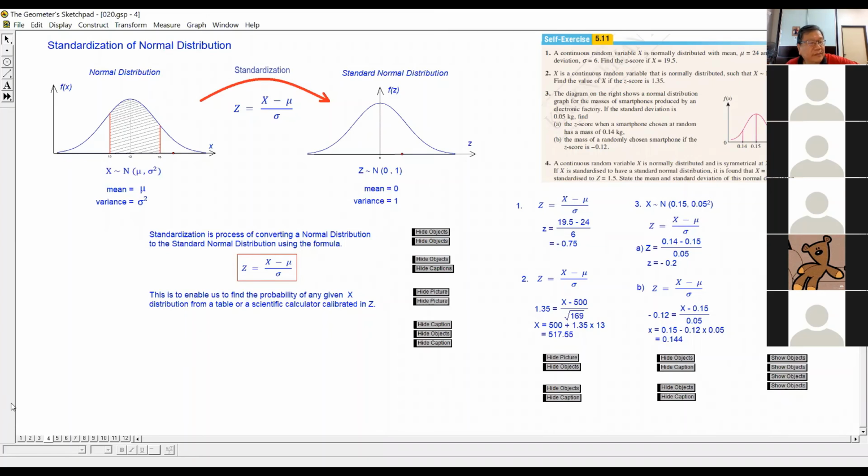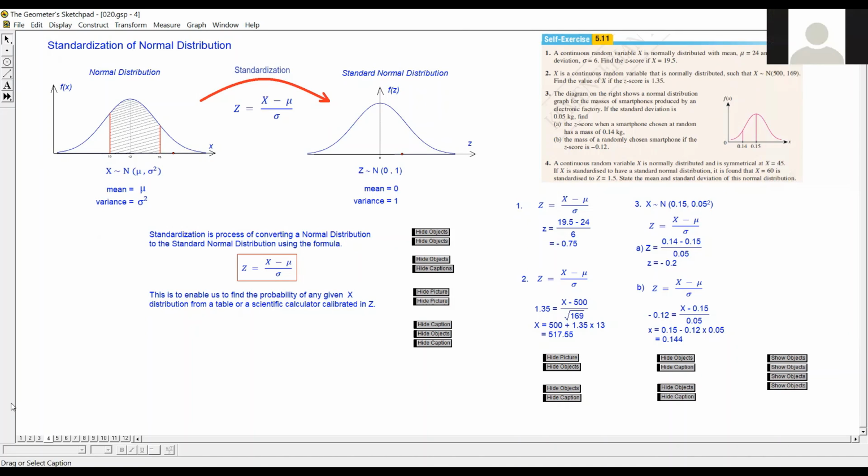A continuous random variable x is normally distributed and is symmetrical at x equal to 45. If x is standardized to have a standard normal distribution, it is found that x equal to 60 is standardized to z equal to 1.5. State the mean and standard deviation of this normal distribution. This one is slightly different. They give you the value of x and the value of z, and ask you to find the mean and standard deviation.